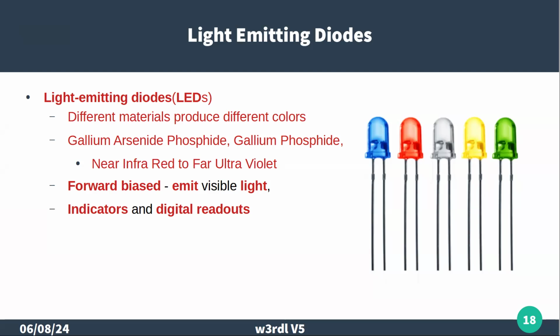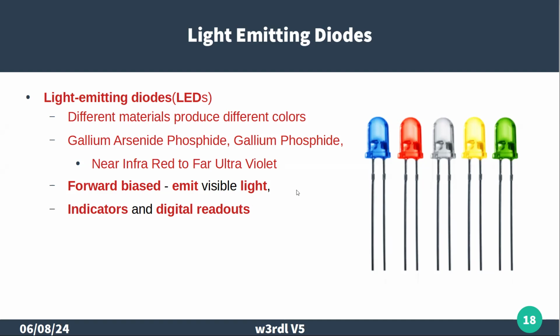Because as they conduct current, they produce light at different wavelengths depending on the type of material. And the thickness of the layer also determines the frequency or the amount of energy. So they can generate anything from infrared all the way up to beyond ultraviolet nowadays with these light emitting diodes.